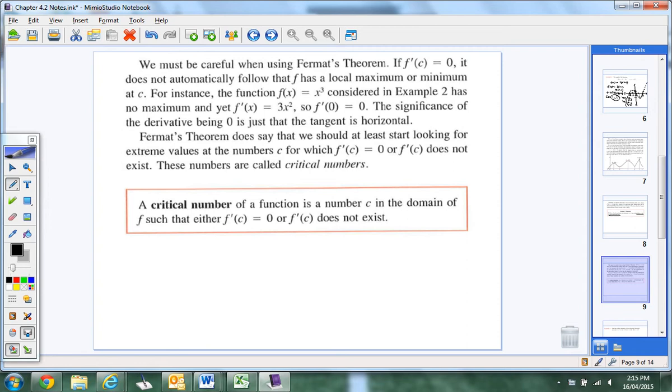So it says we must be careful when using Fermat's theorem, f prime of c equals 0. It does not automatically follow that f has a max or min. So it doesn't mean for sure it's a max or min.